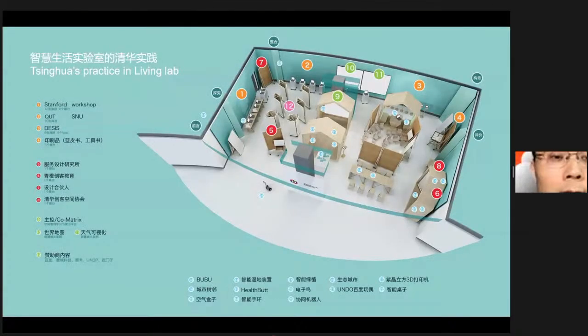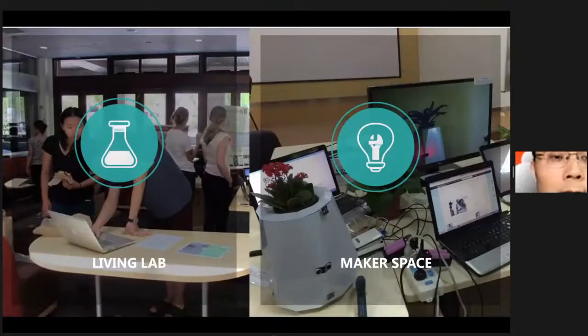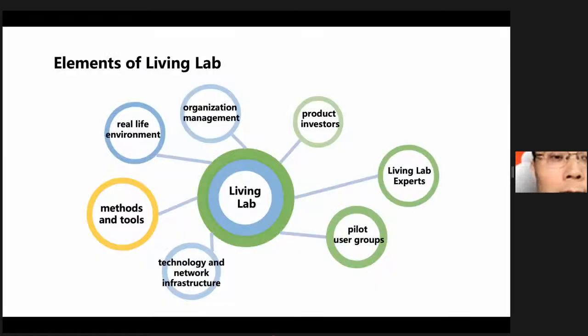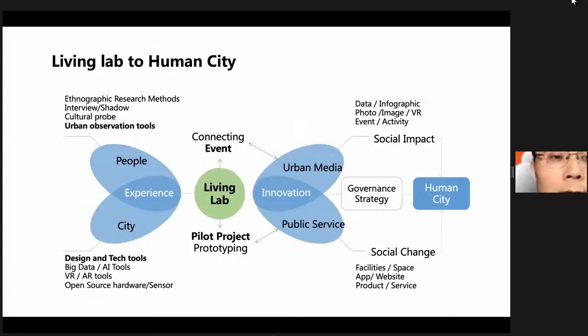At an early stage, Tsinghua University has done some exploration in living lab. We hope these kinds of theories and practices can be combined, because living lab is a kind of environment, a series of tools, and also innovation services, which was designed by William Mitchell. An important element of a living lab is the yellow circle methods and the tools. Of course, it needs the support from environment and co-creation. Through this way, we could connect cities and innovation.